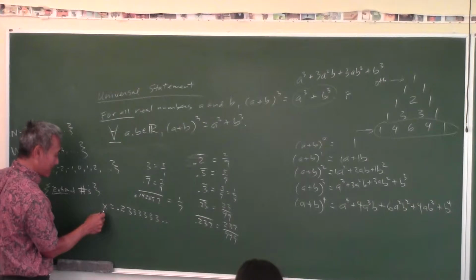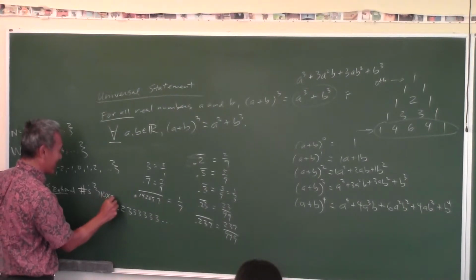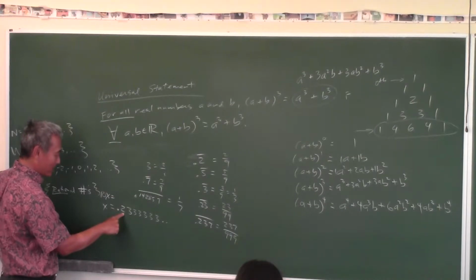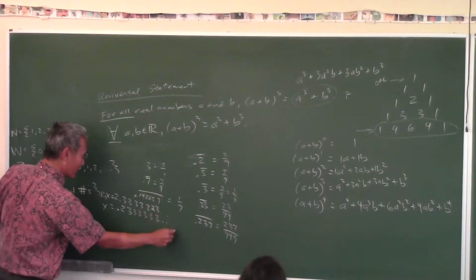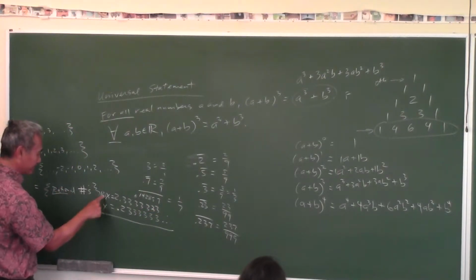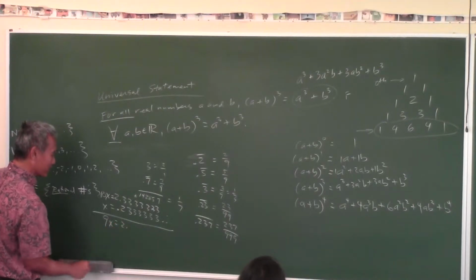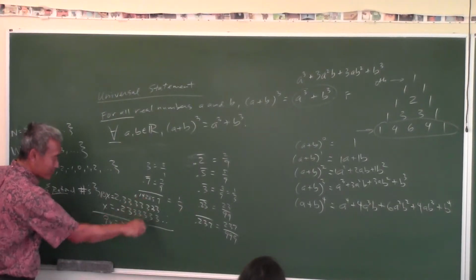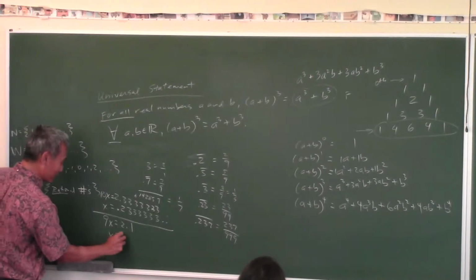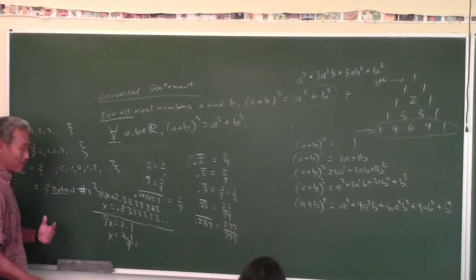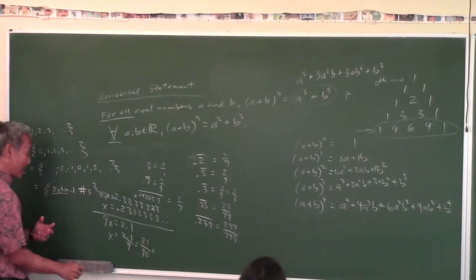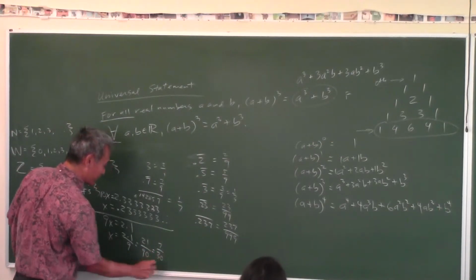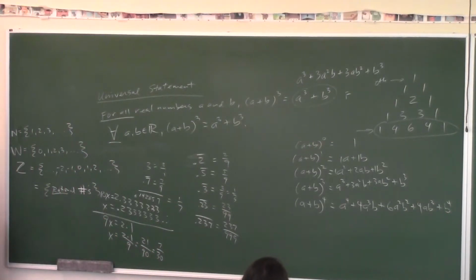What am I going to do in the next step? I'm going to multiply both sides by 10. Multiply this by 10, what do you get? 2.333333, and so forth. Subtract, what do you get? 9x equals 2.1, and then everything else is all zeros, right? So x is equal to 2.1 over 9. Multiply top and bottom by 10 and you get 21 over 90. Divide top and bottom by 3, and you get 7 over 30. There you go. 0.23 repeating is 7 over 30. That's how you change any repeating decimal to a fraction.